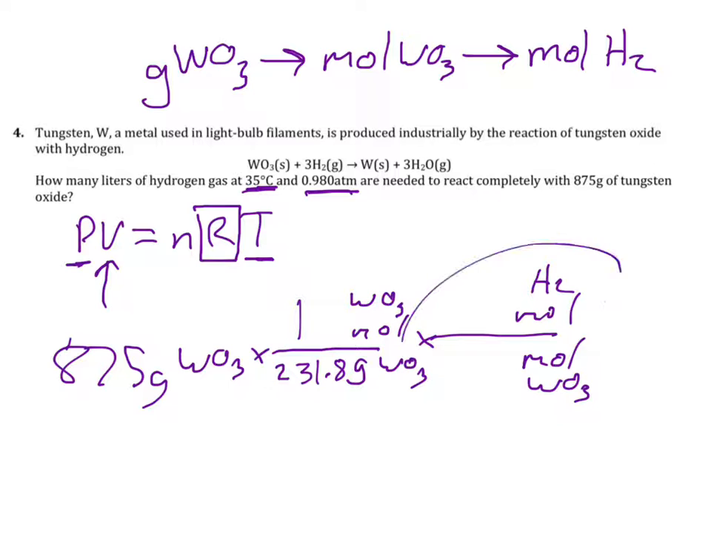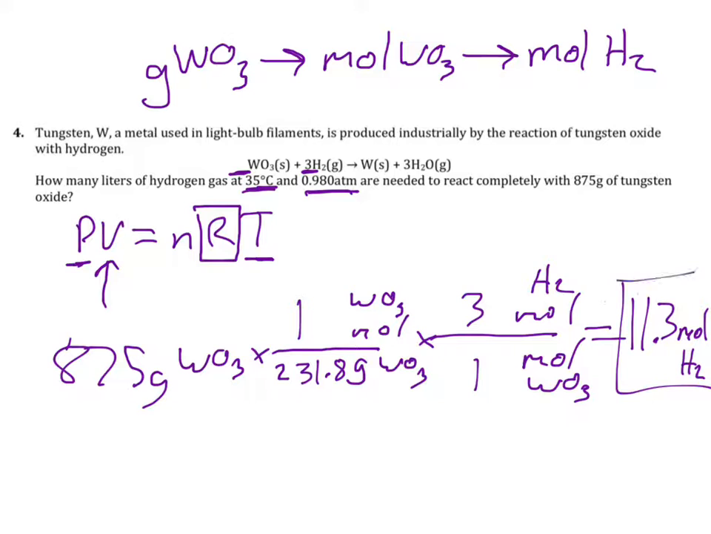When we go mole to mole, we can use the coefficients from the balanced chemical equation. So the coefficient for tungsten oxide is 1, the coefficient for hydrogen gas is 3. And then all we have to do is type this in our calculator. And what we get is 11.3 moles of hydrogen gas. Now, this isn't our final answer, but that's the final answer for this first part.